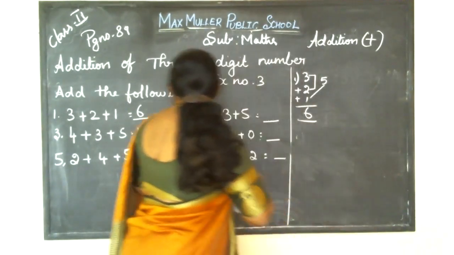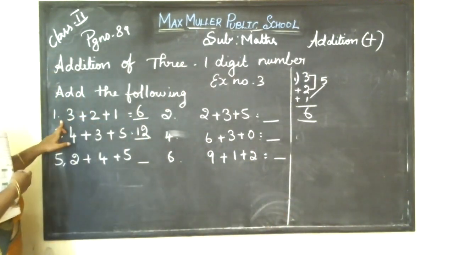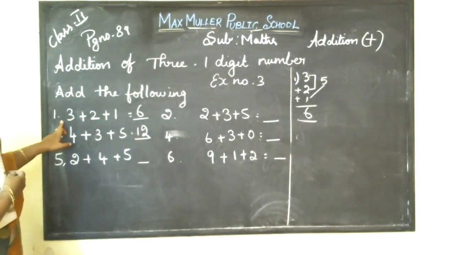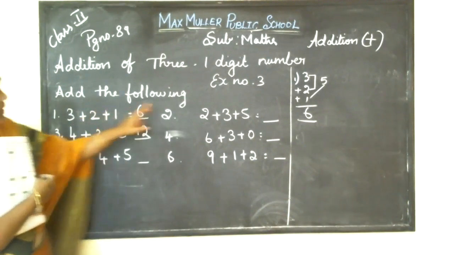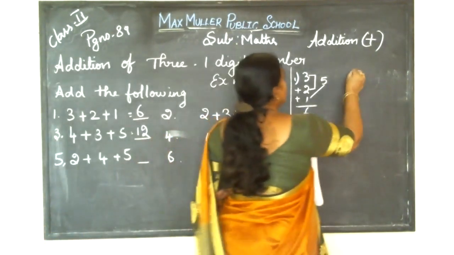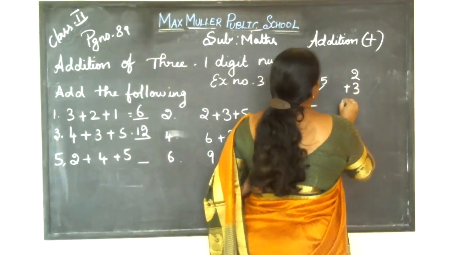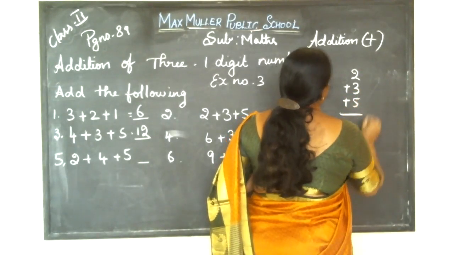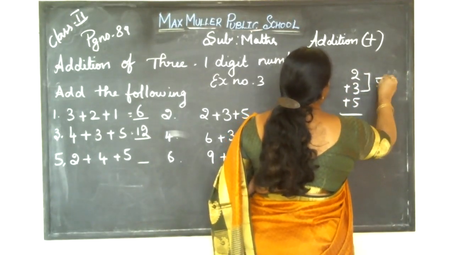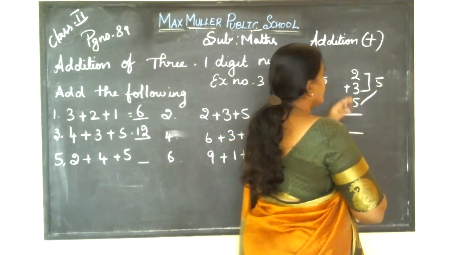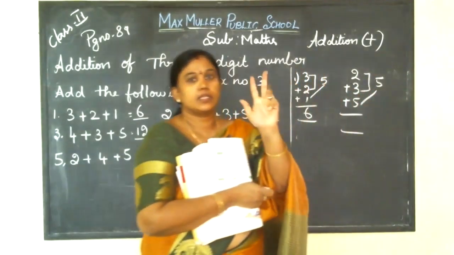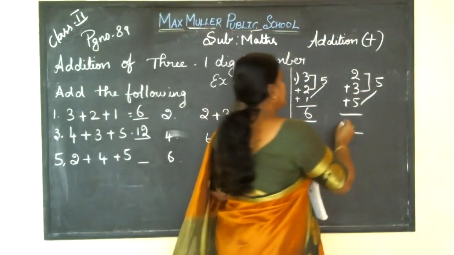Second one I will do. What I did, children, first one I did like this sum. Second one, this one: 2 plus 3 plus 5. First you had these two numbers, you will get 5. 5 in the mind, 5 on my finger. After 5: 6, 7, 8, 9, 10.